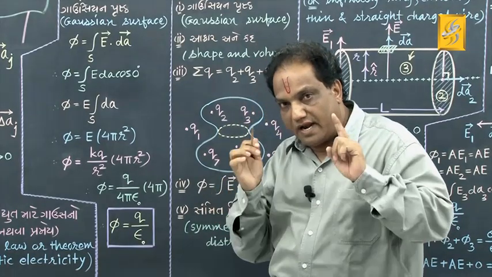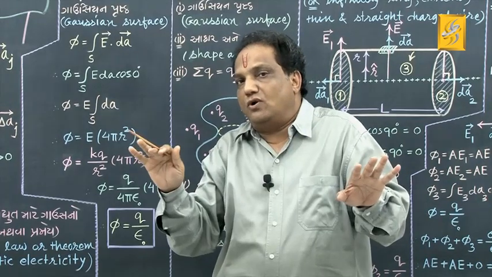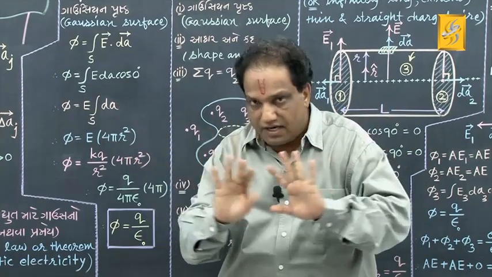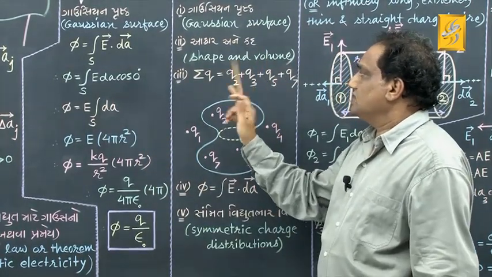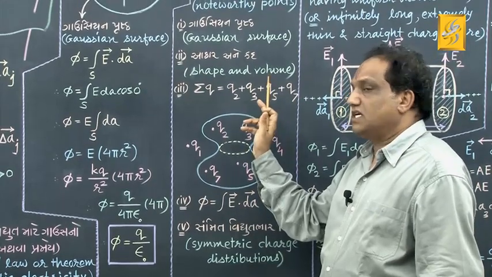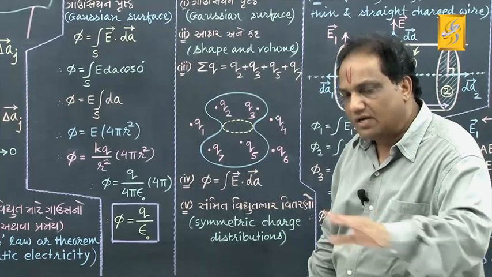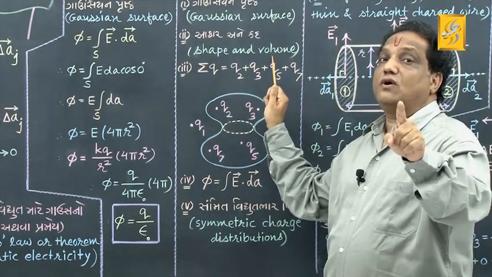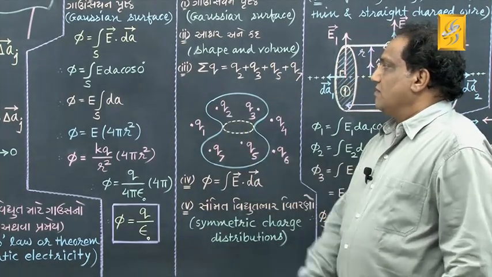I mean to say, electric flux linked with any closed surface does not depend on size and shape of the Gaussian surface. Size means volume. So electric flux linked with a closed surface does not depend on the shape and volume of the Gaussian surface. Got it? What about sigma q?